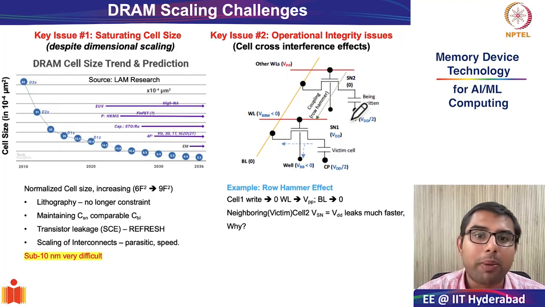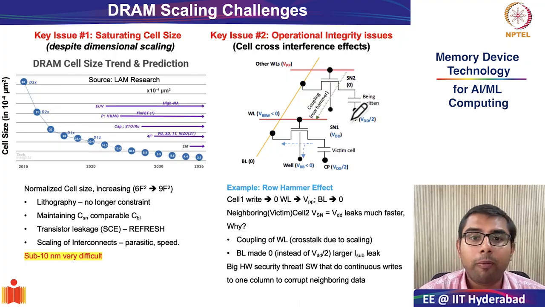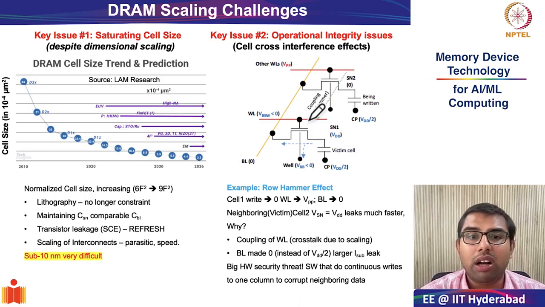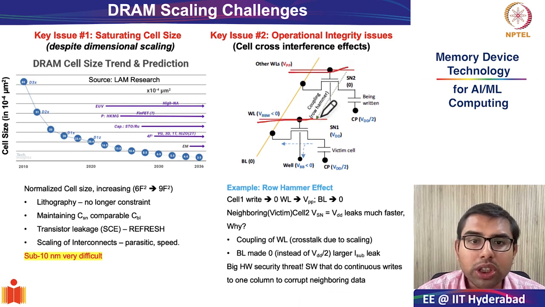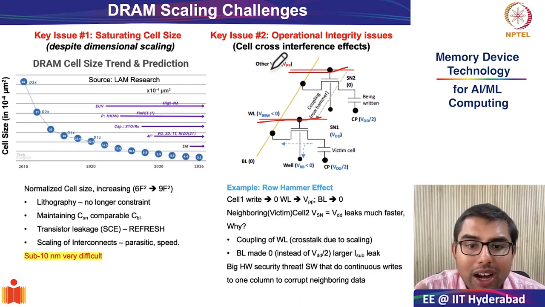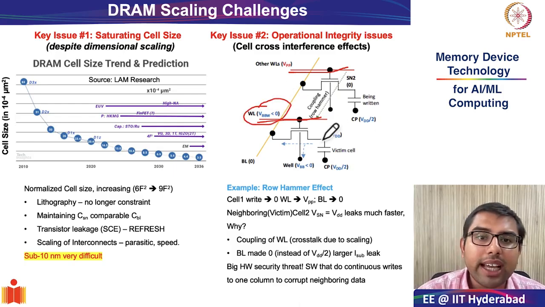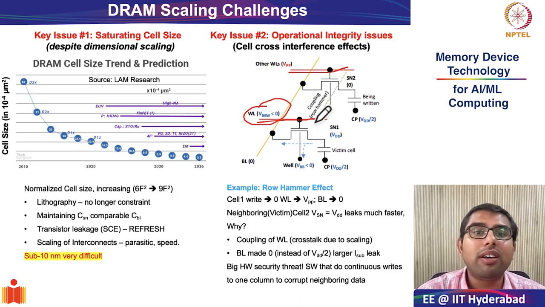So why does this happen? Why is there a much faster leak? The answer is very simple. Remember, there will be cross coupling because these cells are very close to each other. The first cross coupling will be at the bit line. Suppose these bit lines, because of them being very close to each other, start cross talking with each other. You are not intending to write into this cell, so actually the value over here will be 0.